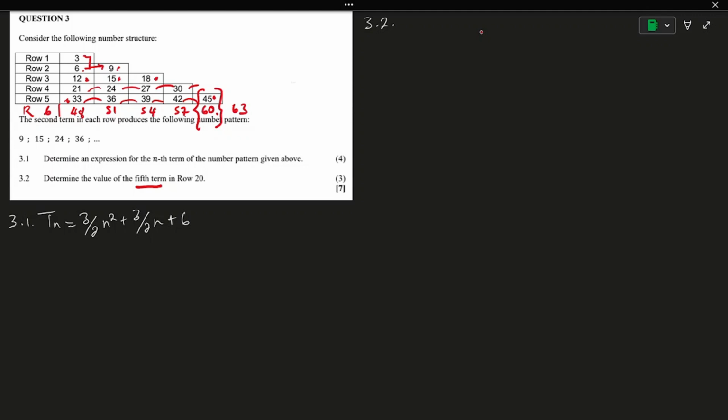Now let's add a final row right here. So we're going to add R7, so that is 63 plus 3, that is going to be 66, and then 69, and then 72, 75, and 78, 81, 84.